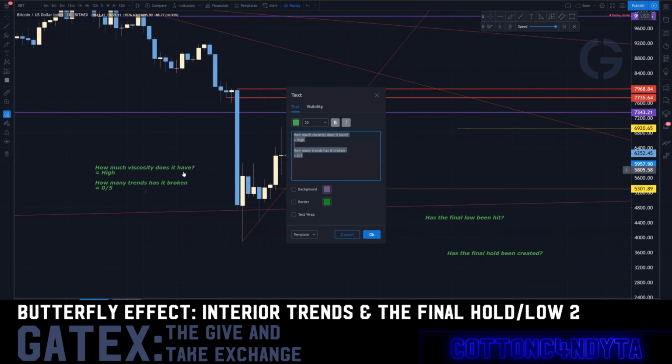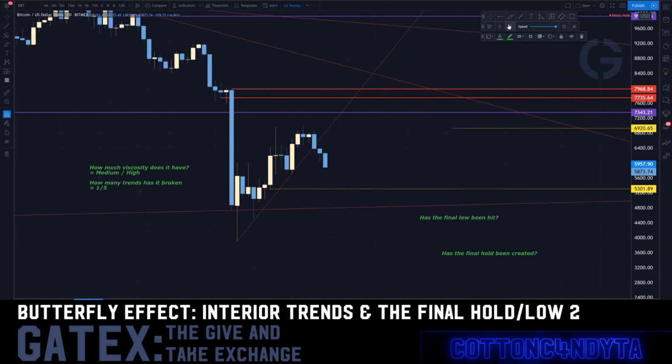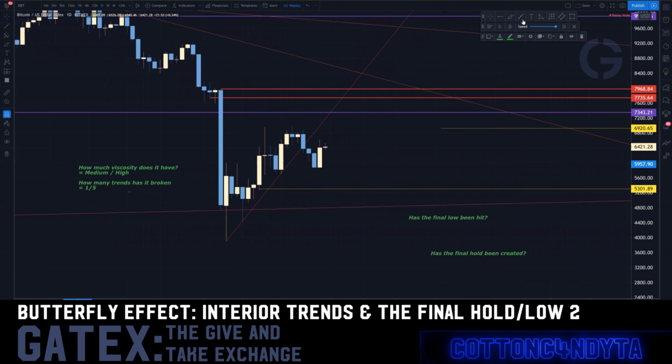So then we're just going to watch this move. We have our first broken trend. So now we can do this. It's broken 1 out of 5 trends. So the viscosity is medium to high, somewhere in between this range, right? Medium to high. We've broken 1 trend, and we do now have to adapt that.